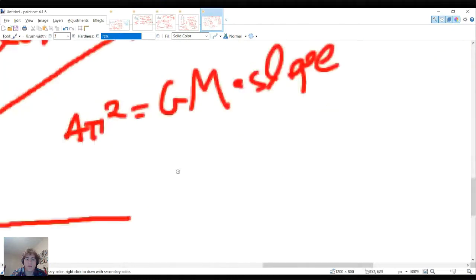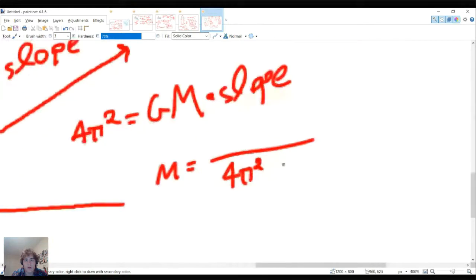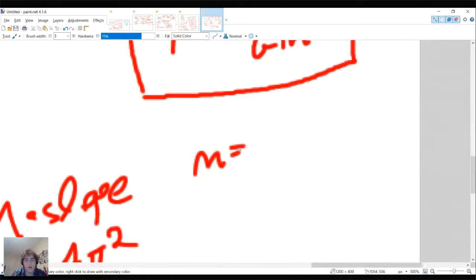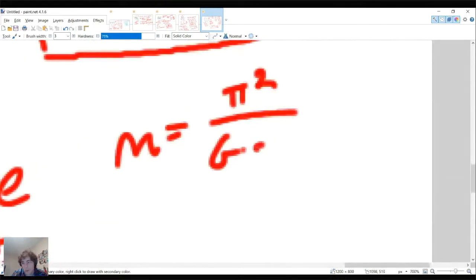And now, solving for big M, we have M is equal to, the denominator first, we have 4 pi squared. Actually, no, the 4 pi squared is on the top. We have G, big G, times the slope. There we go. 4 pi squared over G times the slope. The same case here: the mass of the planet is equal to pi squared, doing the same exercise, over G times the slope.